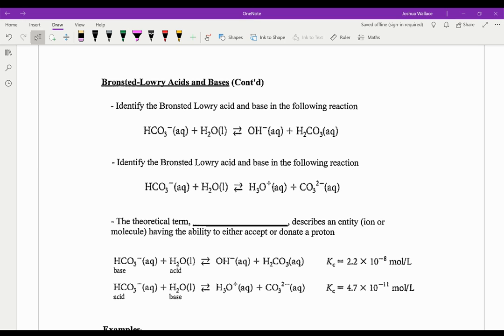All right, it wants us to identify the Bronsted-Lowry acid and bases in the following reaction. So we take a look at this here. We have HCO3 minus reacting with water to produce OH minus. We said that a Bronsted-Lowry acid is a proton donor, which means that water is our acid, and HCO3 minus is our base.